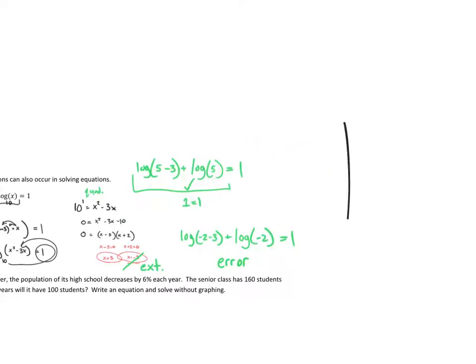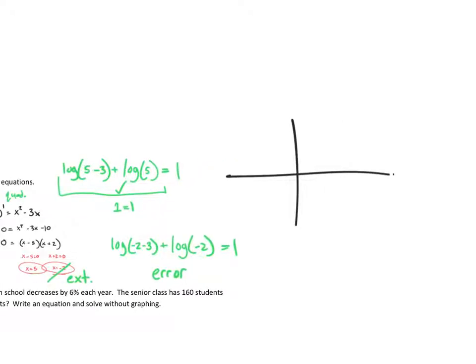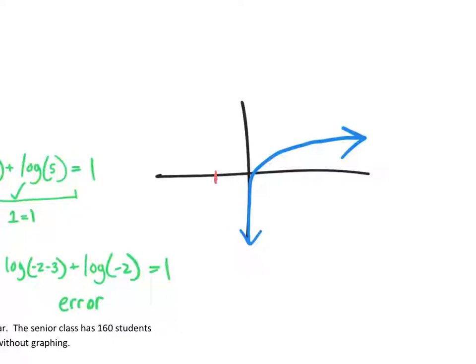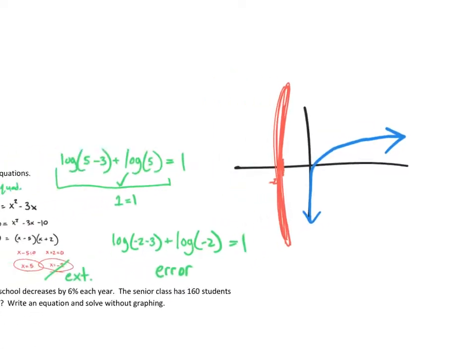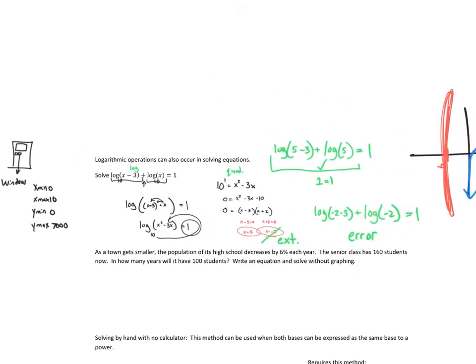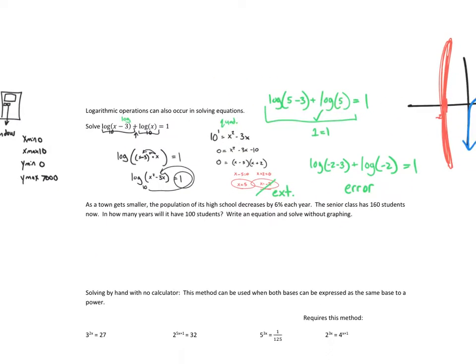And the reason for this is because logarithmic graphs, if you remember, looked like this. They had an asymptote right there on the y-axis. So when we plug in negative 2, which would be over here, it can't get there. That's why you get an error. The blue logarithmic curve will never make it to negative 2. So negative 2 isn't a valid solution in this case.